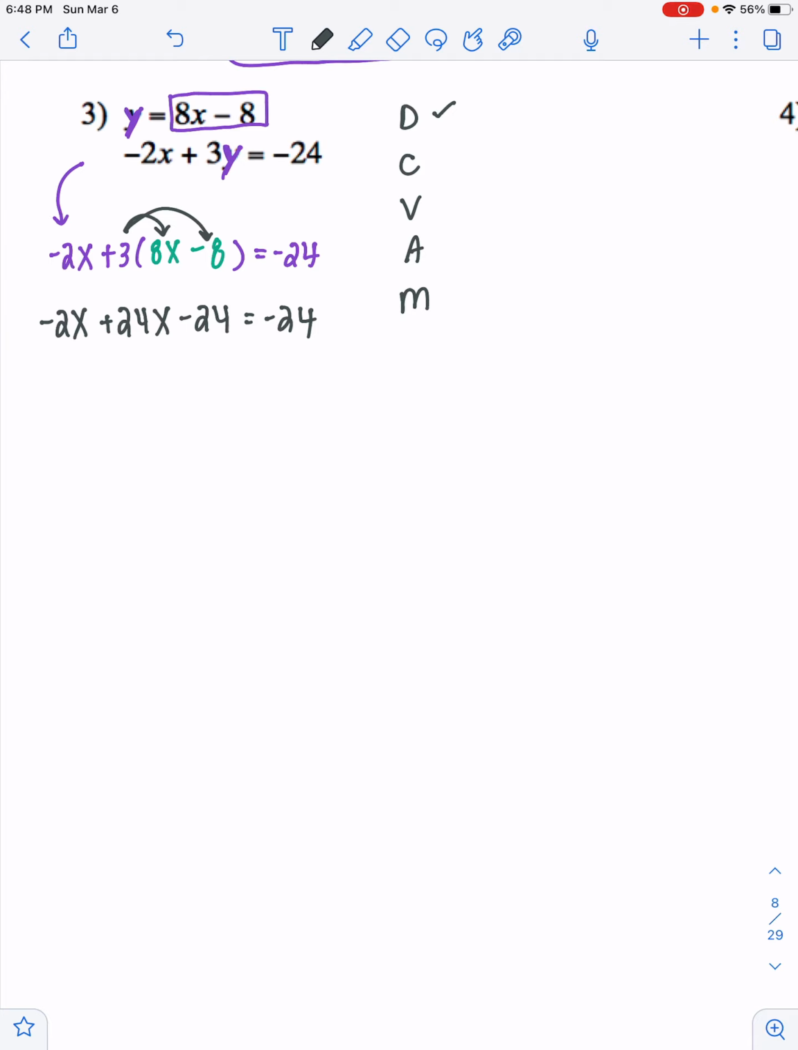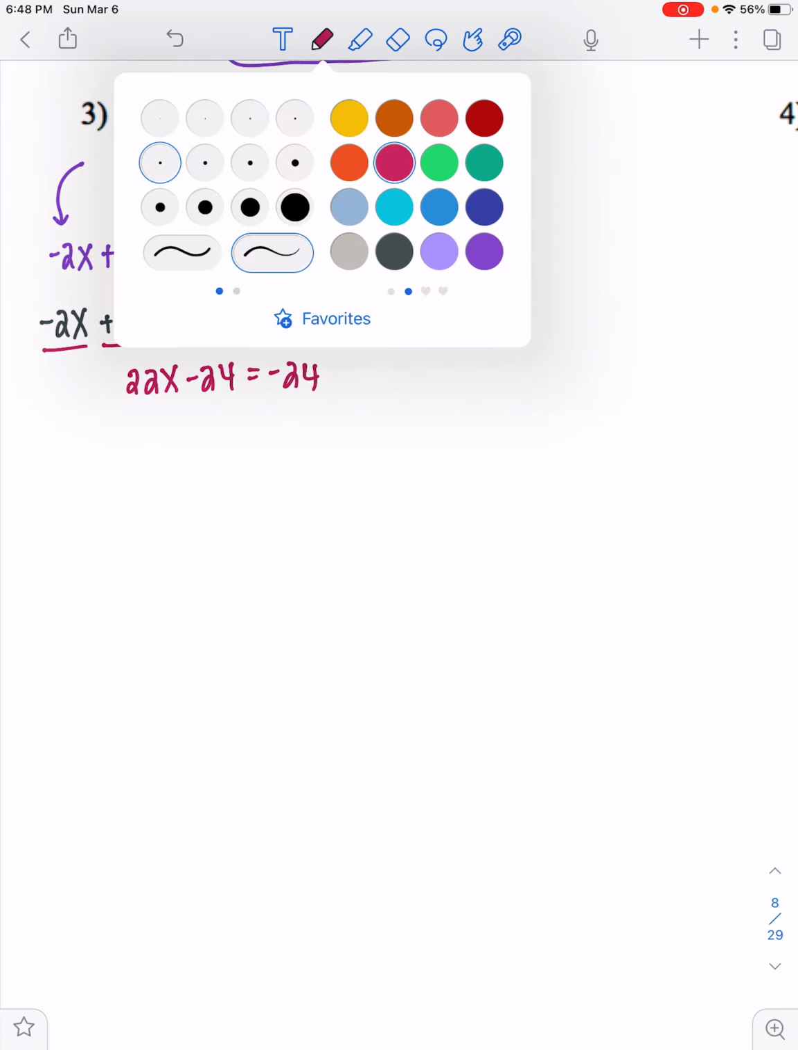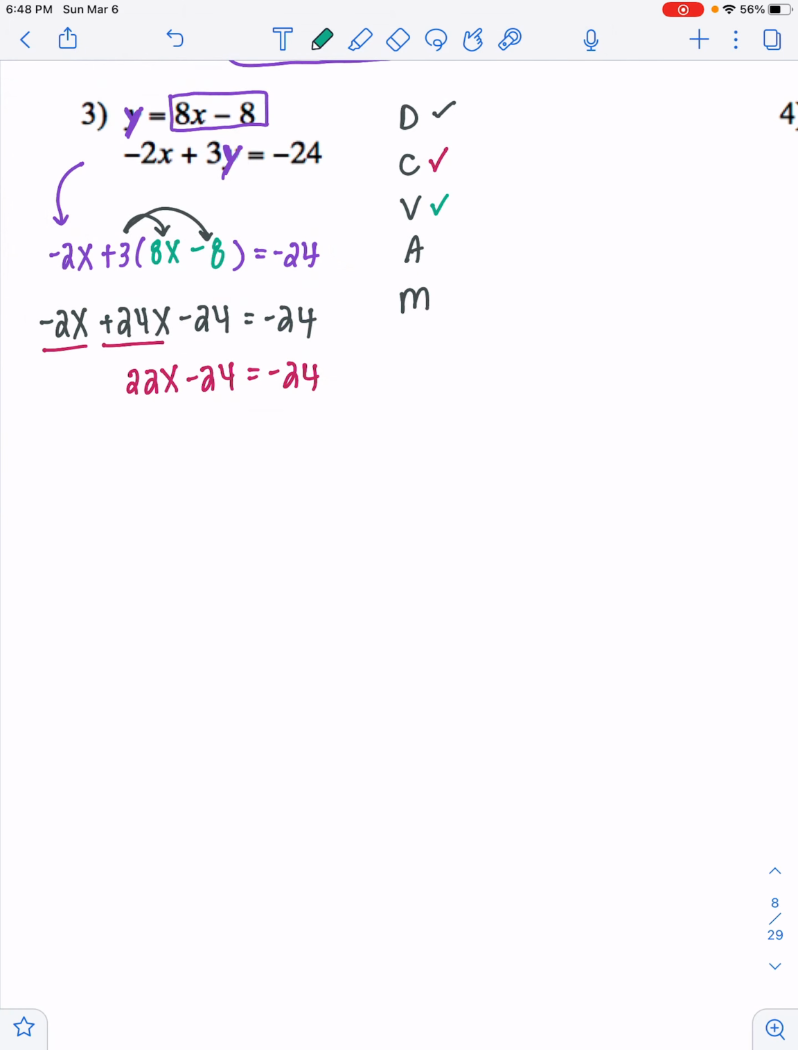Done. Step 2, combine like terms. Okay, so my like terms on the left side of my equation are negative 2x and 24x. That gives us 22x minus 24 equals negative 24. Step 3, move all your variables to the left side. That's actually already done for us because the x's are all already on my left side, so I don't need to do anything. Step 4, add or subtract your constants. So I'm going to add 24 to both sides, and do not freak out by what happens. We end up with 22x equals 0.